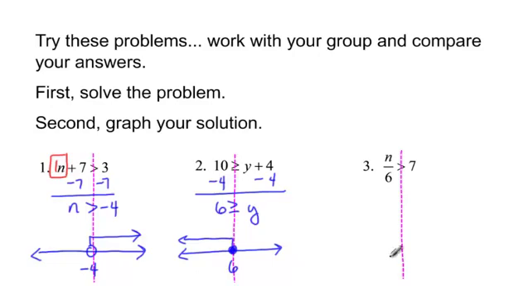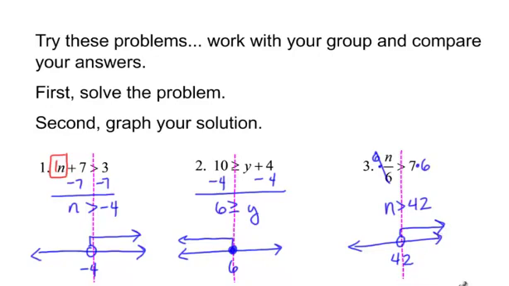And for the last problem here, we need to undo the division with multiplication. Remember, we always multiply on top. The 6 divided by 6 makes us 1. We're left with n is greater than 42. We're going to have an open dot. Our magic number is 42. And n has to be greater than 42. So n can be any number to the right of 42, which is bigger than 42.